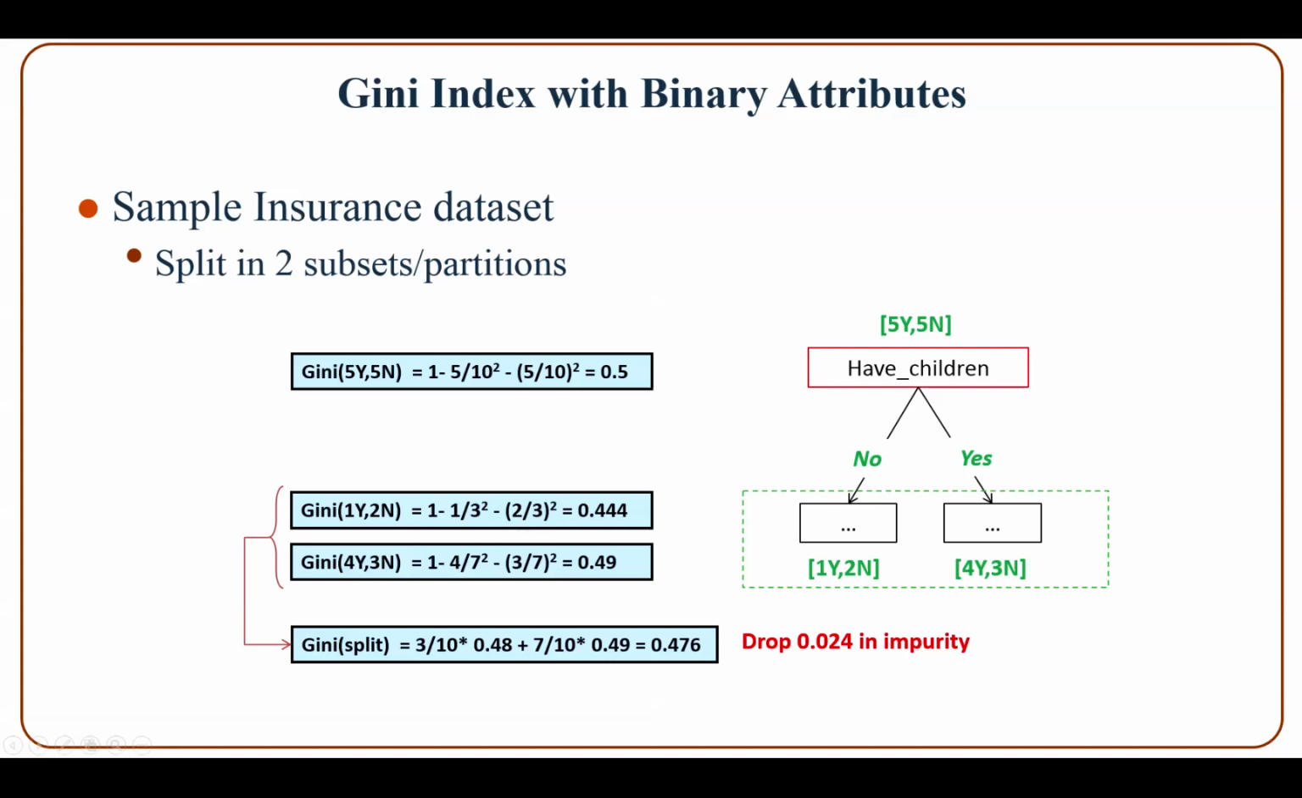From this, you can easily calculate the Gini index after the split at the node on the left and at the node on the right. And from there, calculate the Gini index of the split. The drop is the Gini index before the split minus the Gini index after the split, and that is the drop in impurity.